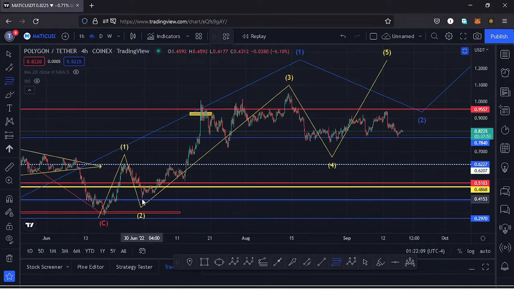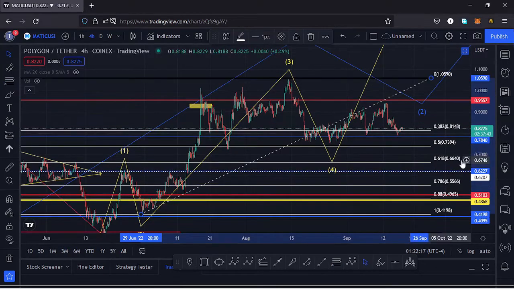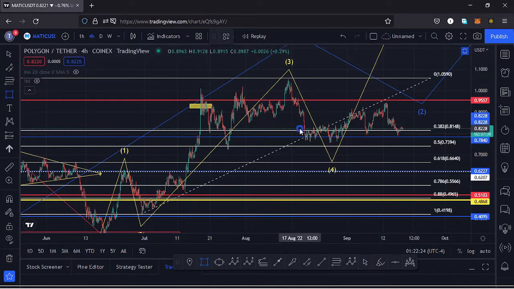I just need to connect the fibs from the low of the wave 3 to the high of that wave 3. That gives me a minimum target area for that fourth wave to the lower side between the fib level 0.382 and the fib level 0.618 as a maximum down there.